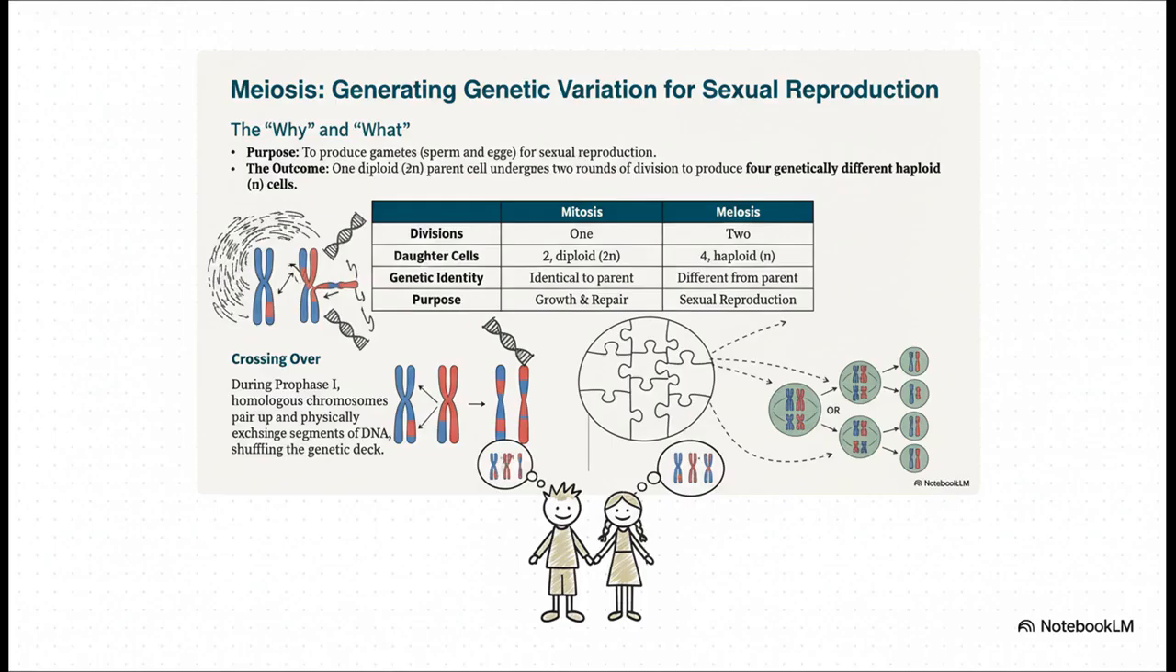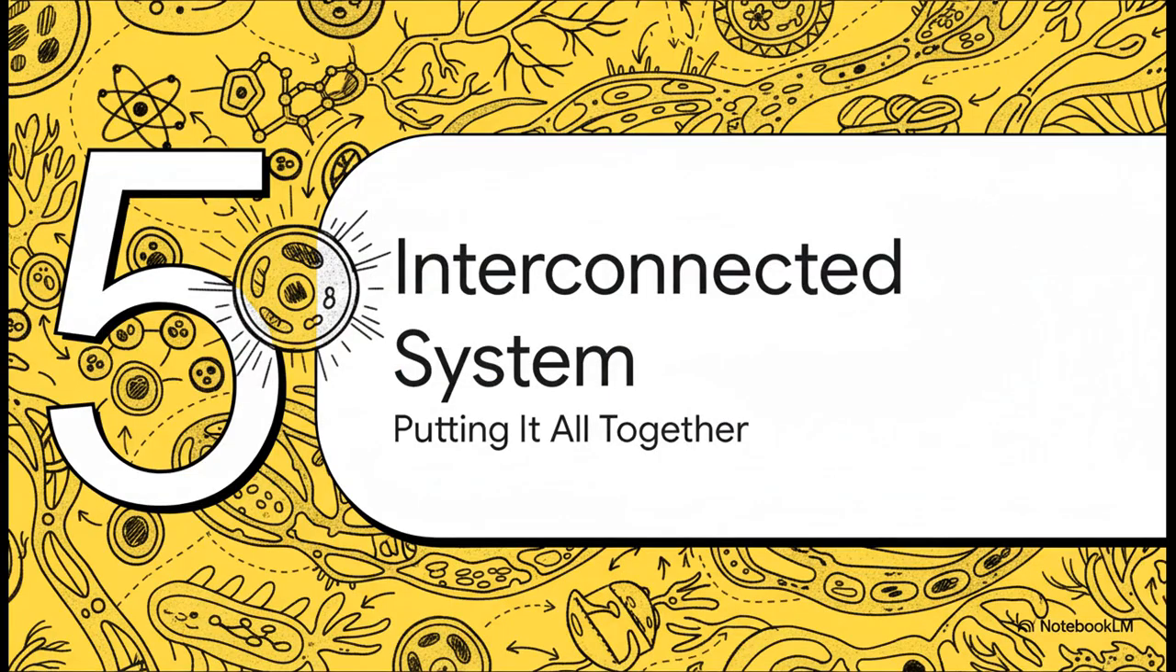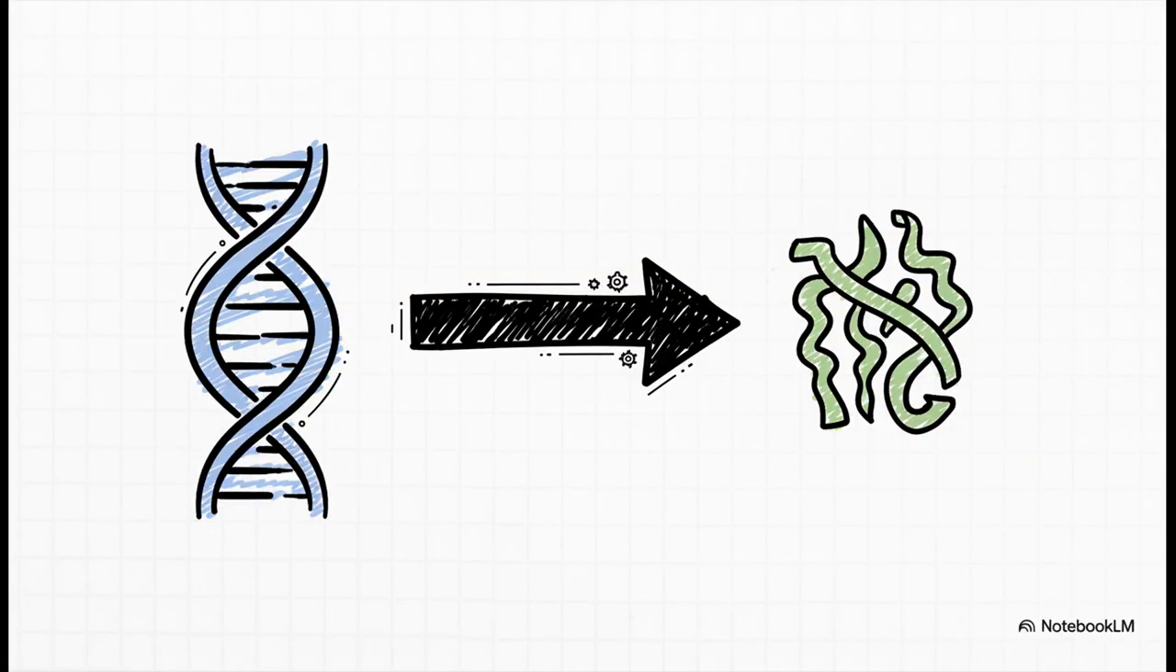So we've gone from the tiniest atoms all the way up to a cell that can power itself, grow, and multiply. For our last step, let's just pull back and see how all these pieces fit together into one big, beautiful, interconnected system. Here's the first critical link you need to remember.